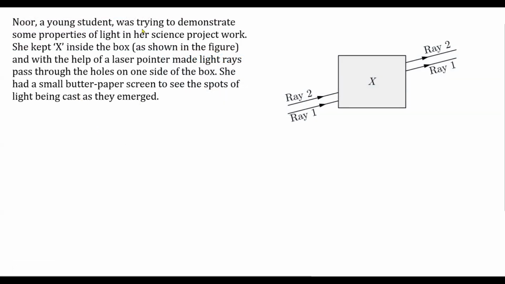We have one case-based question based on refraction. The question says, a young student was trying to demonstrate some properties of light in her science project. She kept X inside a box. Inside this box, there is an optical device, which can be a mirror, lens, or any other. With the help of a laser, she made light rays pass through the holes. There is a hole over here, through which the ray of light is entering and coming out. The emergent rays are this only.